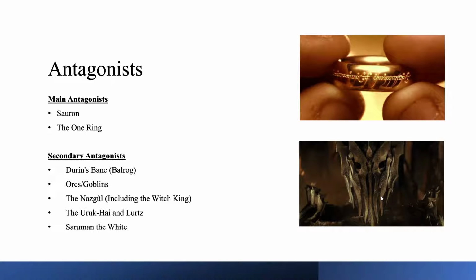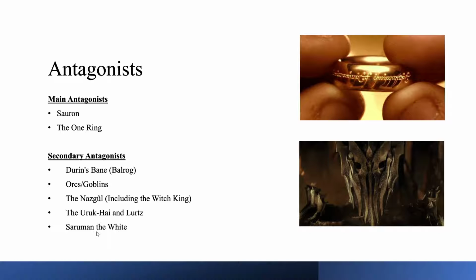Most people would agree that he's the main antagonist, and of course, just like with the protagonists, we have secondary antagonists, which are other not primary, but definitely notable characters or forces that are detrimental to Frodo and Sam's quest. For example, the Balrog, which attacks the Fellowship in Moria and subsequently kills Gandalf, as well as the many orcs and goblins that we see, the 9 Nazgul, including the Witch King. The Uruk-hai and Lurtz, which attack the Fellowship towards the end of the film, and Lurtz ends up killing Boromir, is definitely another large event.